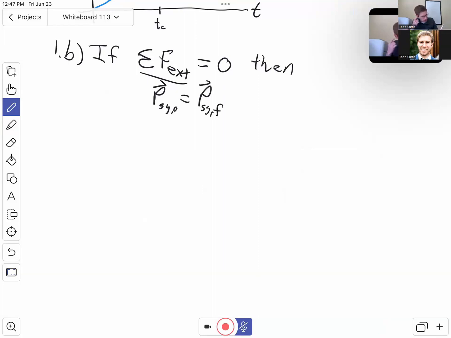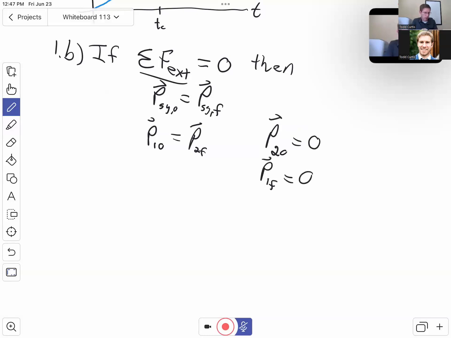So that's the idea of conservation of momentum: if the net external forces are 0, then you have conservation of momentum, which means that the initial momentum of ball one must be equal to the final momentum of ball two, because we know the initial momentum of ball two is 0 since it's not moving, and we know the final momentum of ball one is also going to be equal to 0 because it's not moving after the fact. So that's what I would say for pre-lab question number 1.